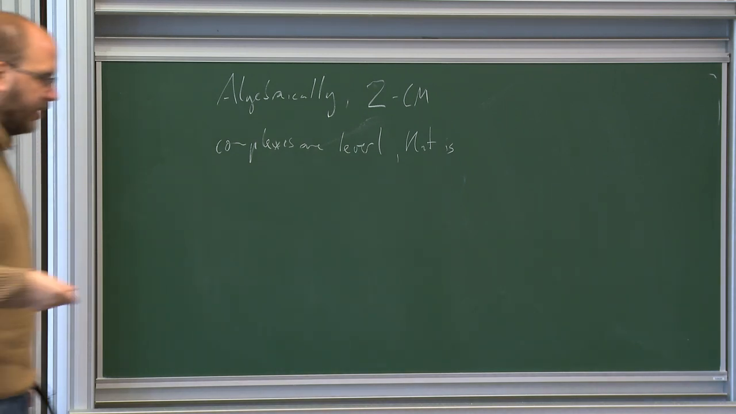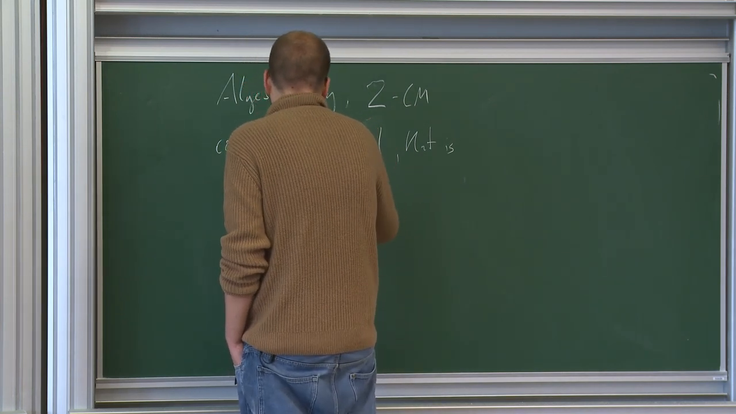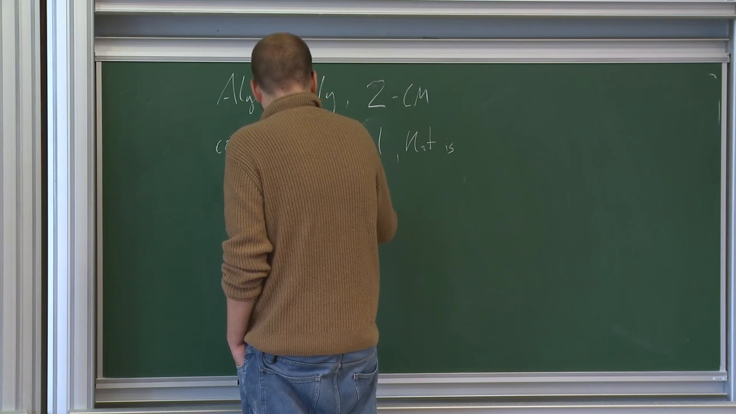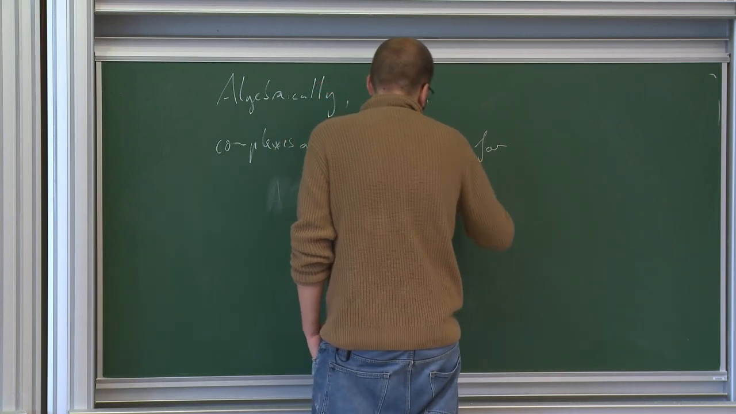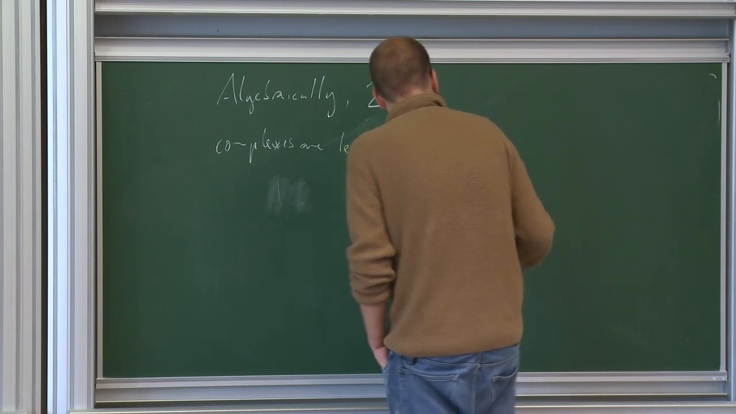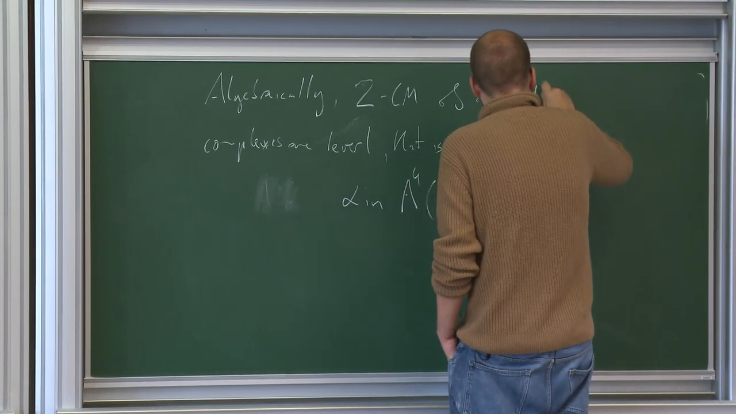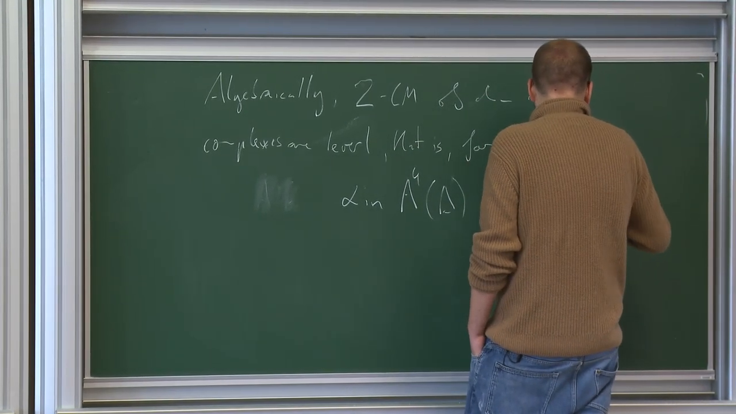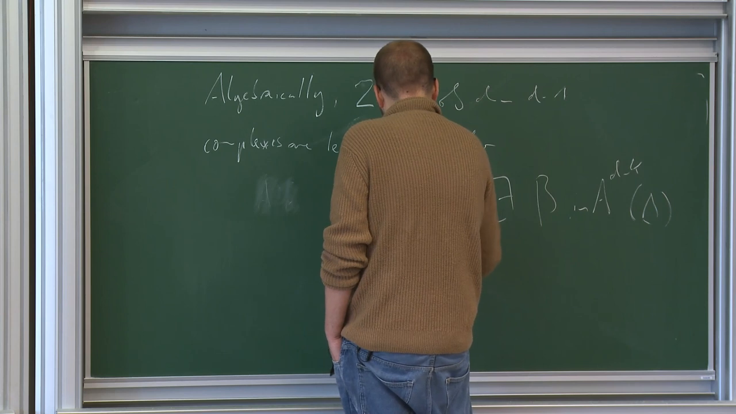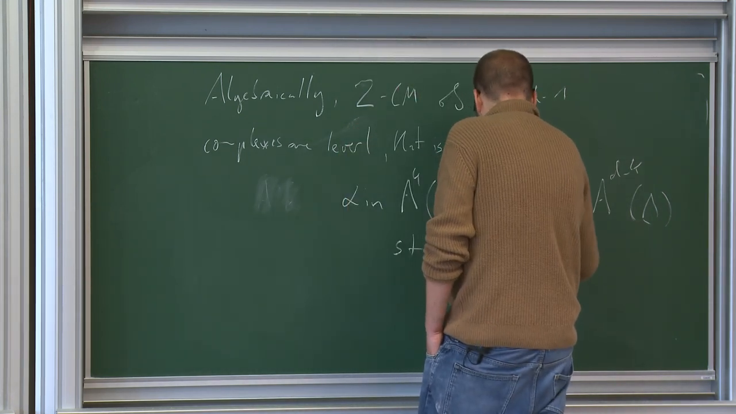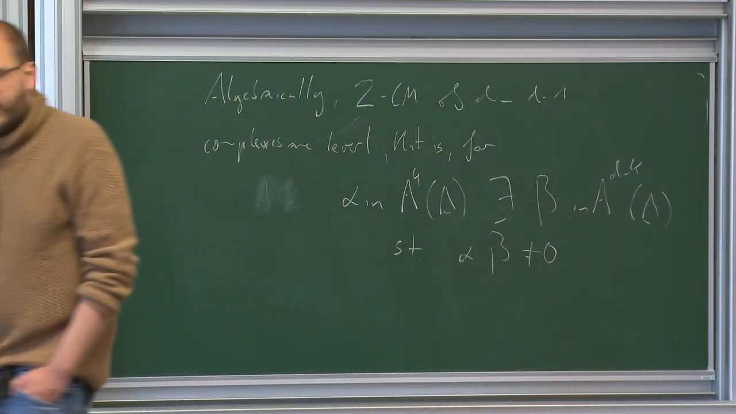I no longer have Poincaré duality, but I have the following statement. For all k, that is, for alpha in A^k of delta, there exists beta in A^(d-k) of delta, where d minus 1 is the dimension, such that alpha times beta is not equal to zero. That's the property of being level.